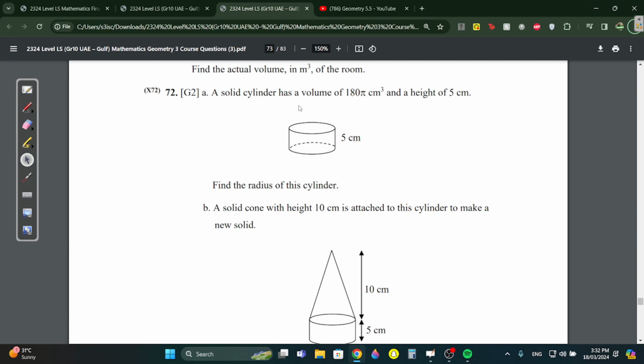Question 72. A solid cylinder has a volume of 180 pi and a height of 5. Find the radius. Okay, volume of a cylinder equals pi r squared h. So pi times r squared, which we don't know, we want to find the radius, times the height, which is 5, equals 180 pi. Cancel pi with pi. You get r squared times 5 equals 180. So divide 180 by 5, you're going to get 16, I think. And then r equals 4.